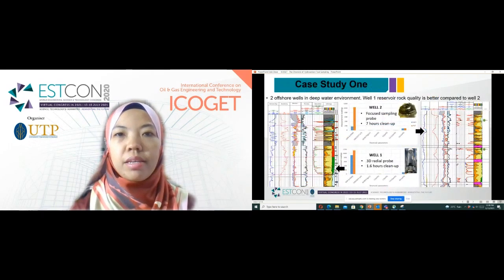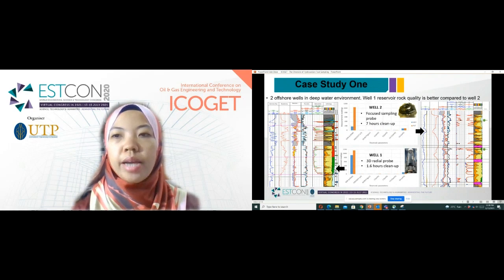So moving on to case study number 1, which involves 2 offshore deepwater wells. Based on the log interpretation, rock quality in well number 1 is better compared to rock quality in well 2. Well number 1 utilized a 3D radial probe, while well 2 utilized a focus sampling probe. The 3D radial probe in well 1 is observed to give a faster cleanup time, about 1.6 hours, compared to the focus sampling probe in well 2, which takes a longer cleanup time, about 7 hours.